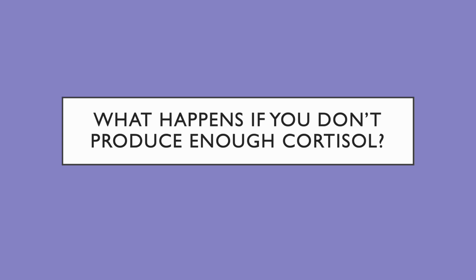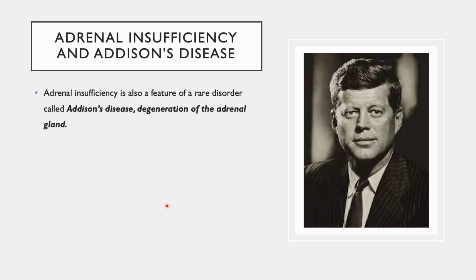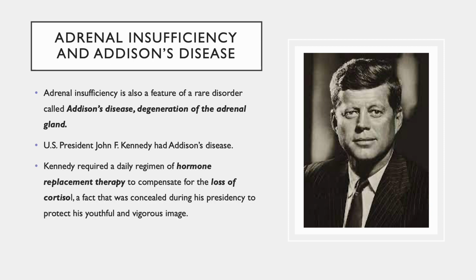So what happens if you don't produce enough of the steroid cortisol? This is known as adrenal insufficiency, and there's a rare disorder called Addison's disease in which a person can experience degeneration of the adrenal gland on the kidney, and thus they do not produce enough cortisol. Interestingly, John F. Kennedy actually had Addison's disease, and this was largely concealed during his presidency to protect his youth and his vigorous image. But Kennedy required a daily hormone replacement therapy to compensate for the loss of cortisol.